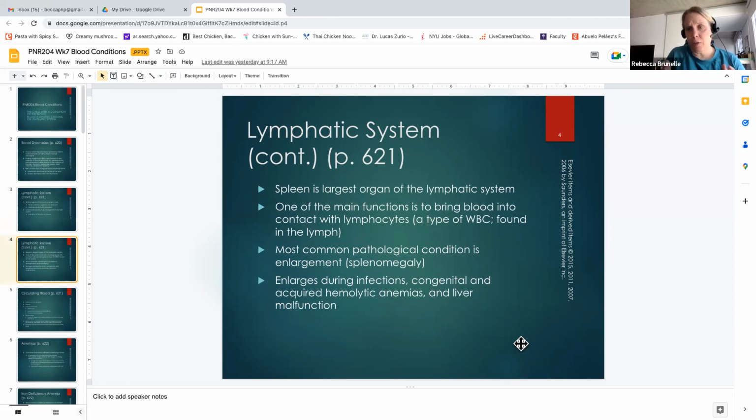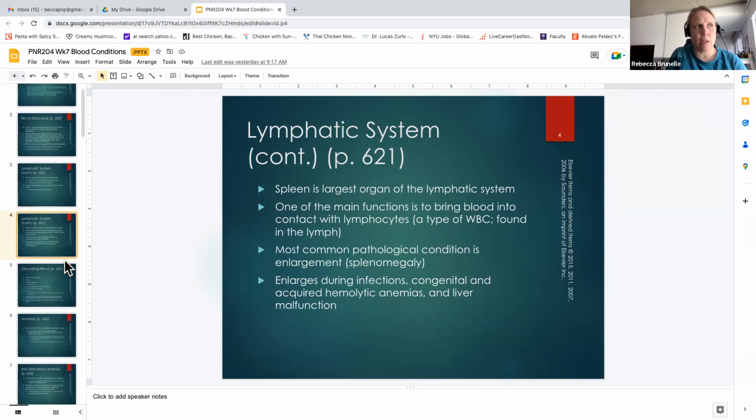And then if things go wrong, sometimes when patients are sick, or if they have other conditions that cause small clots to form in blood vessels, and blood doesn't move well through the spleen, they can have an enlarged spleen, which is called splenomegaly. Sometimes patients have so many problems with their spleen that they actually have to have it removed, which then obviously affects their ability to fight infections.